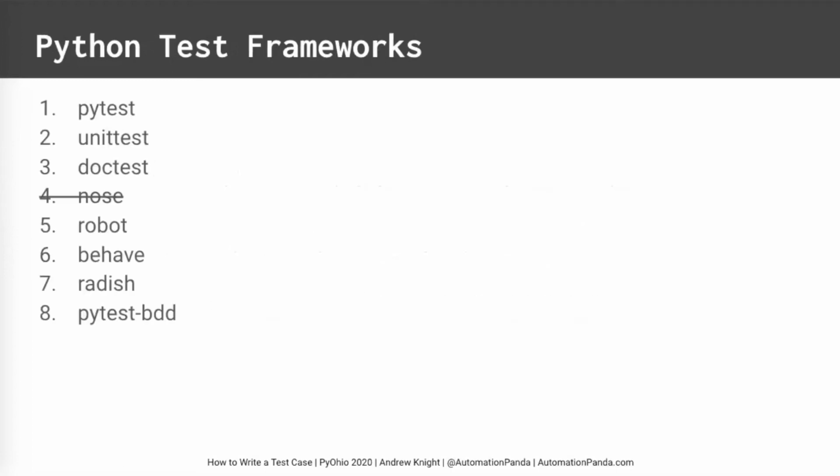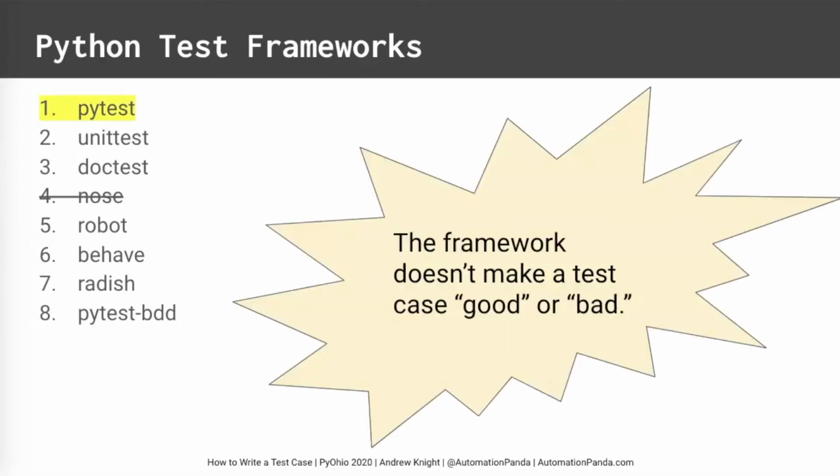Python has several test frameworks that enable you, as the programmer, to automate tests, execute them, and report their results. Right now, the most popular one, and also my personal favorite, is PyTest. However, whatever framework you use, remember that the framework doesn't make a test case good or bad. You, as the tester, must know how to write good tests. So let's look at how to apply the arrange, act, assert pattern in Python code. I'll use PyTest for demonstration.